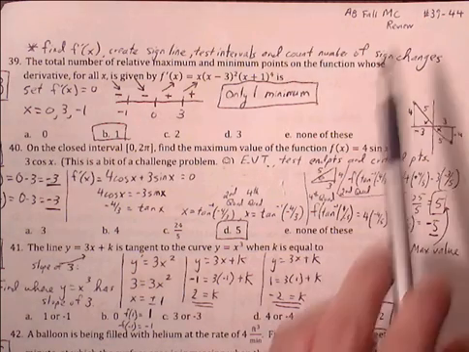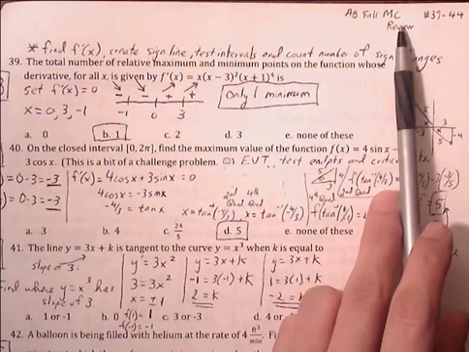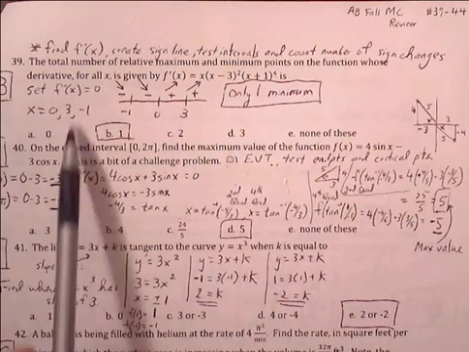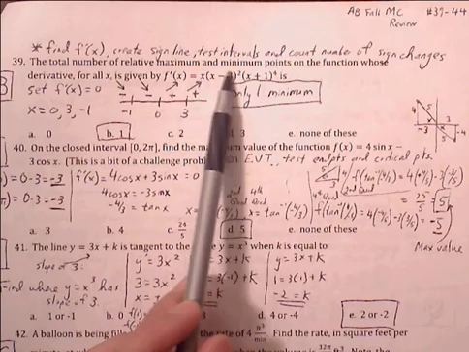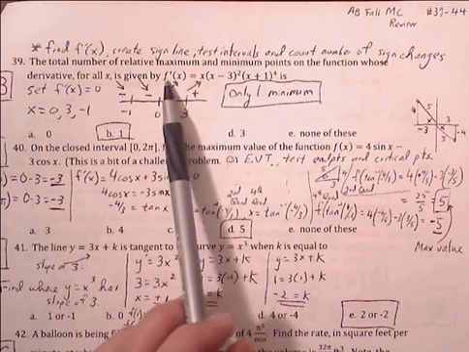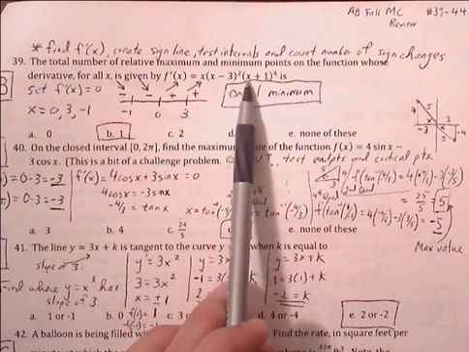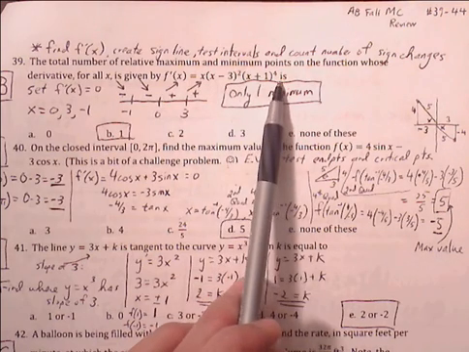These are problems 39 through 44 on the AB Fall Multiple Choice Review Packet. 39. The total number of relative max and min points on the function whose derivative is given by f prime of x equals x minus 3 squared, x plus 1 to the fourth is.